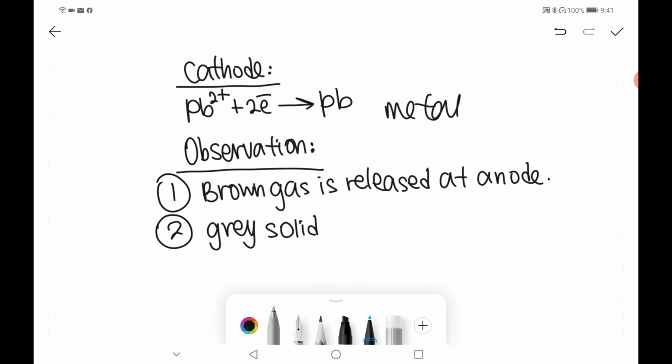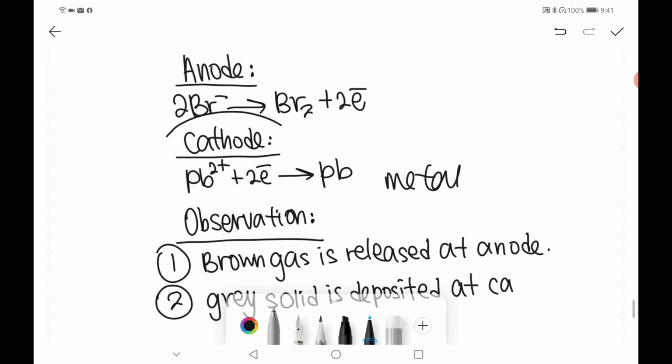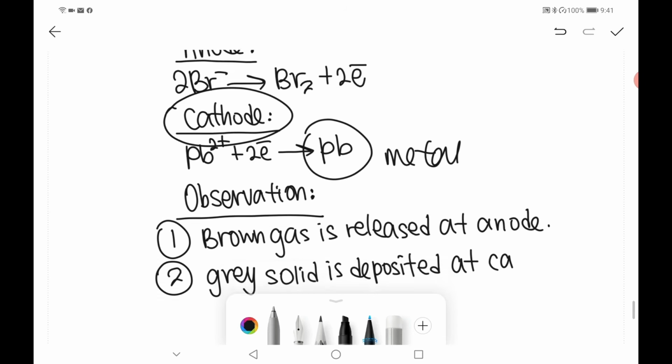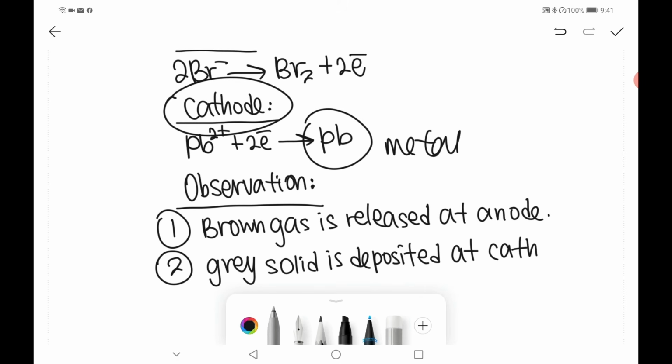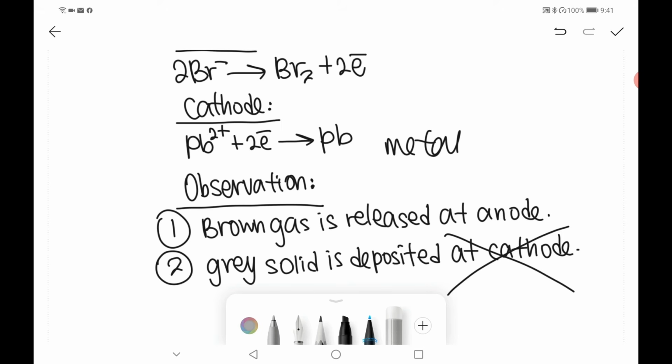So you will see gray solid. Okay, the gray solid, it's okay, don't use the word form. Use the word deposited, don't use the word form if possible. So gray solid is deposited at cathode. You can see at cathode you produce a metal, so you see gray solid. But again, in exam, if you don't write at cathode, you only write gray solid is deposited, it's okay, you will still get your full mark.